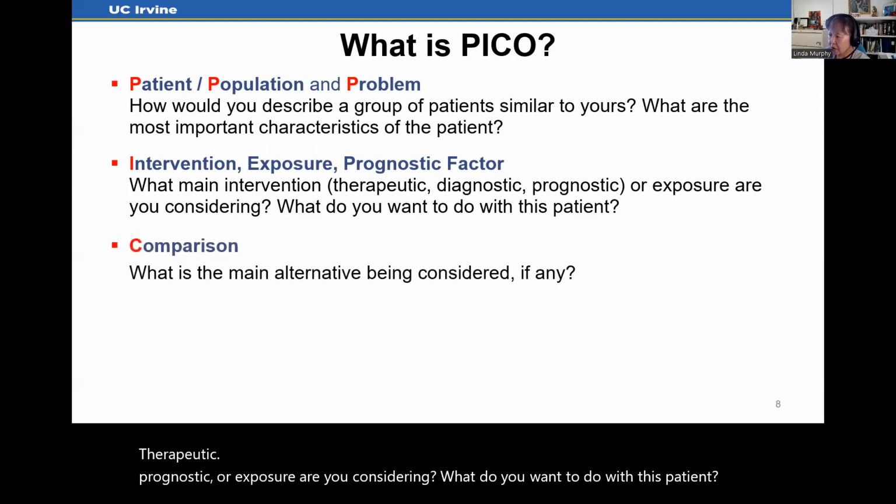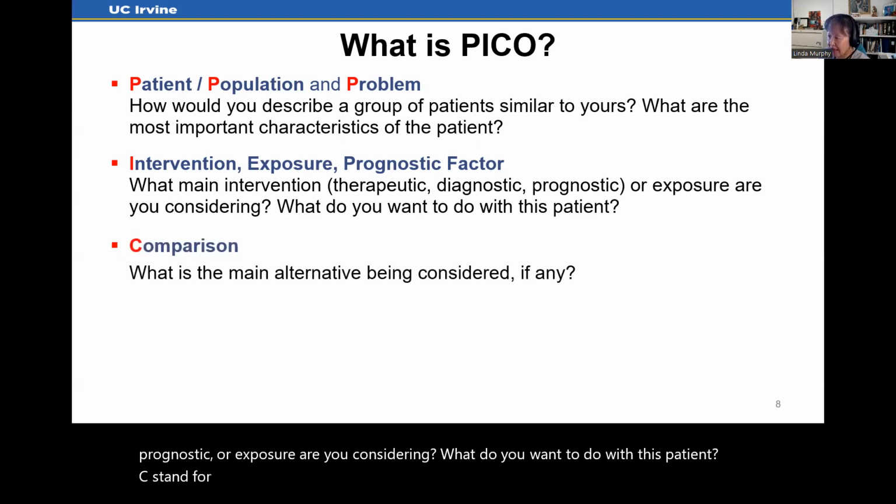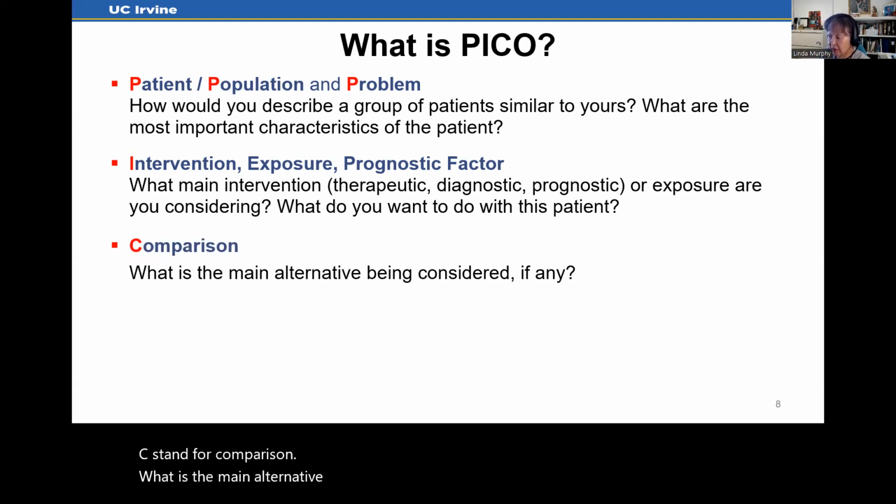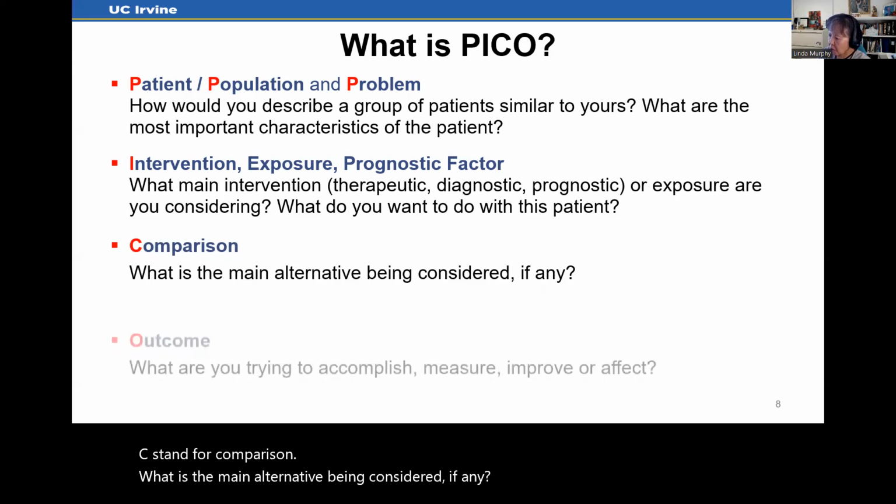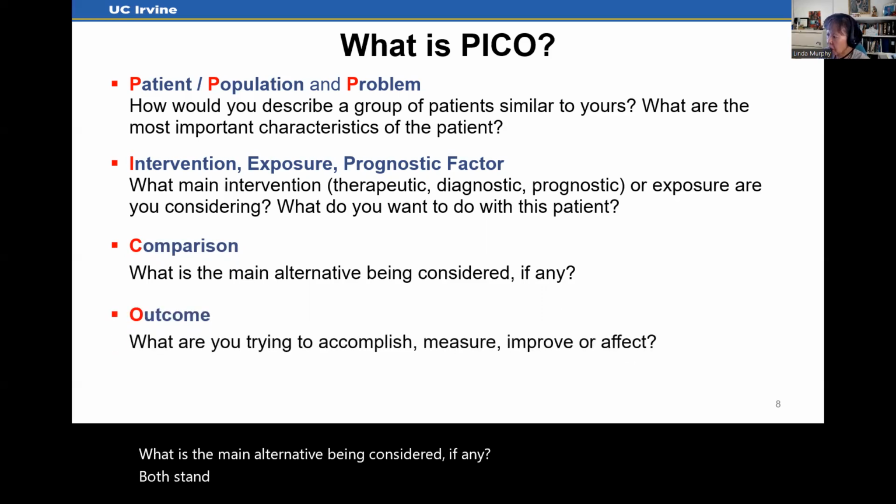C stands for comparison. What is the main alternative being considered, if any? O stands for outcome. What are you trying to accomplish, measure, improve, or affect?